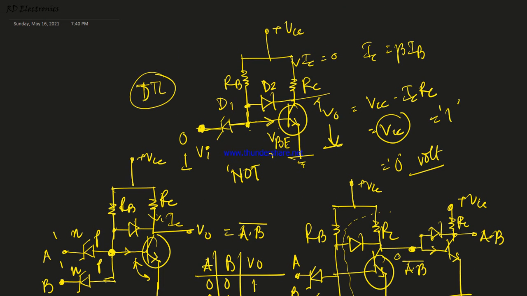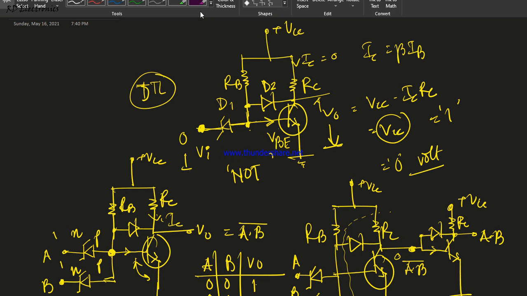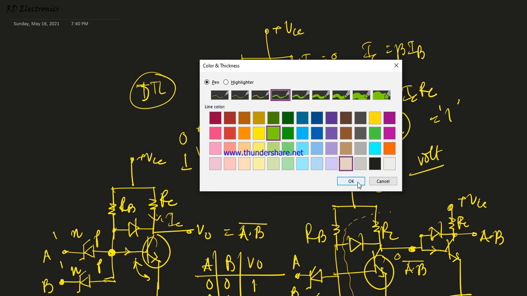Hello all. Today we discuss diode transistor logic. Using diode transistor logic, we design the various logic circuits like AND gate, NOT gate, etc. So first of all, look at this circuit. The first circuit is known as our NOT gate circuit or inverter circuit.